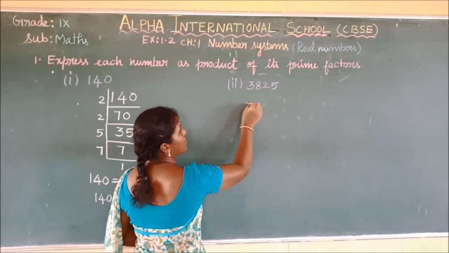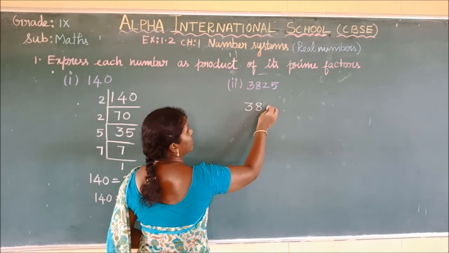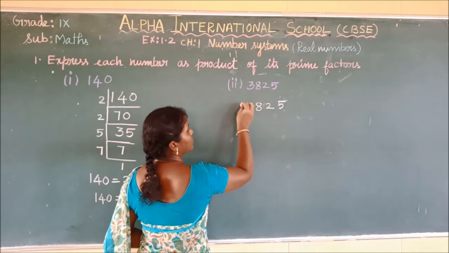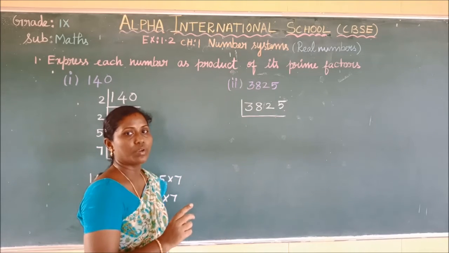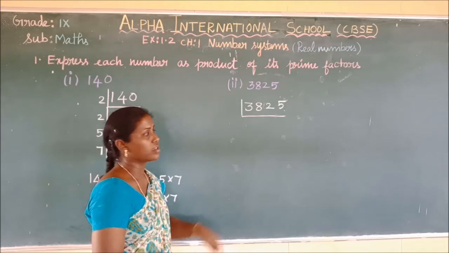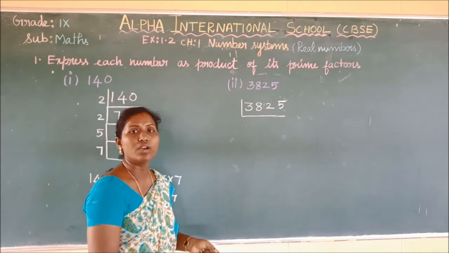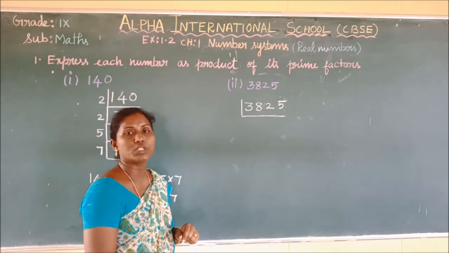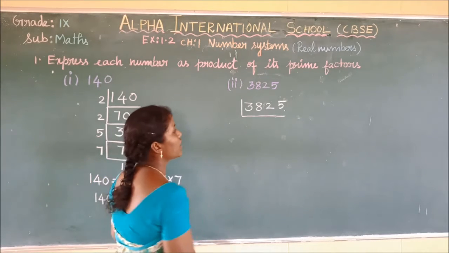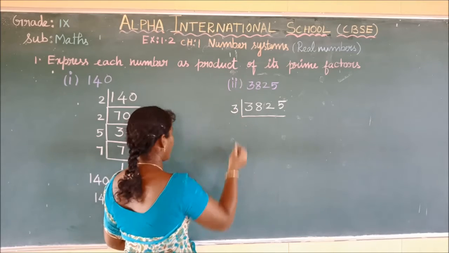So start with 3825. See the last digit. I told you to start from 2, but according to the case, you have to think. See the last digit, what are we having here? 5. Whether 5 is able to divide by 2? No, it is not possible to divide by 2. So check with 3, the next prime number.